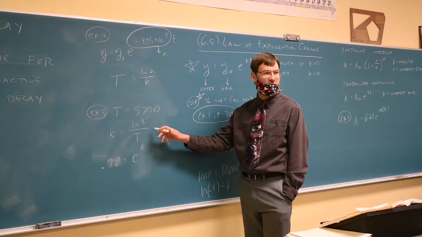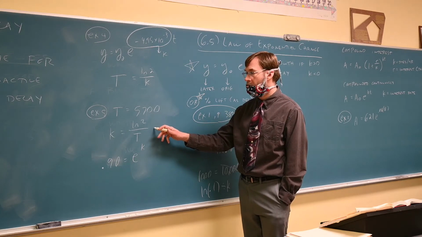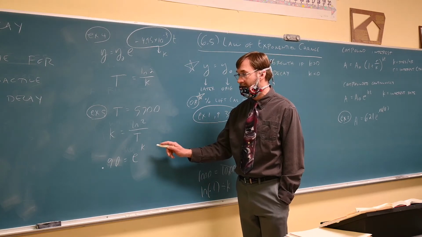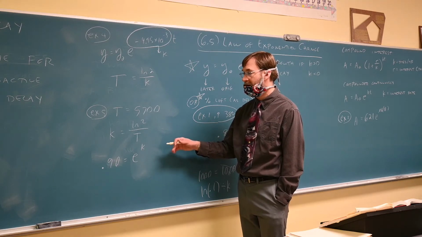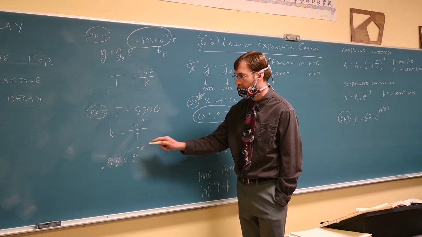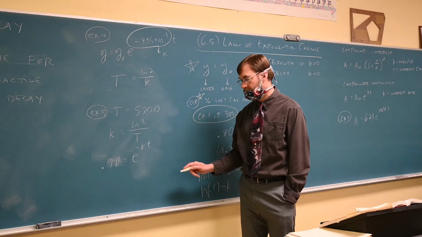Did you punch that in? Was K negative? I got a really, really small number. Okay, it should be small. Let's make it negative though, because it's a decay problem, so it's got to become a negative number at some point. So make that a negative K. And what we're seeking is a T.